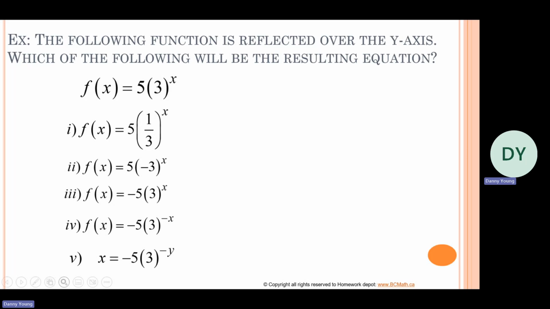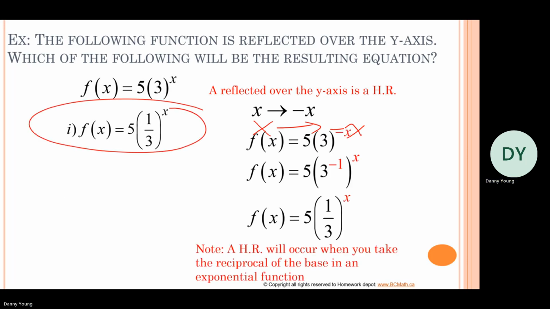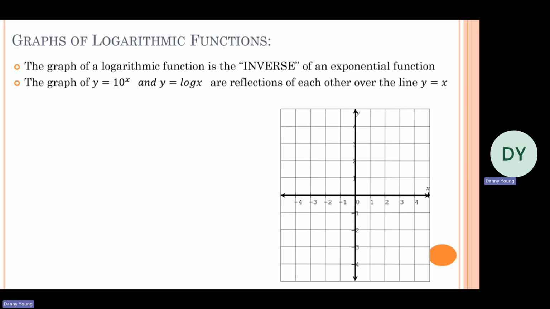So remember, pick your band. Make sense? So therefore, which one is it? 1, 2, 3, 4, 5. Which one is it? 1. Here we go. X is changed to negative X. So therefore, good. We're going to move on now.